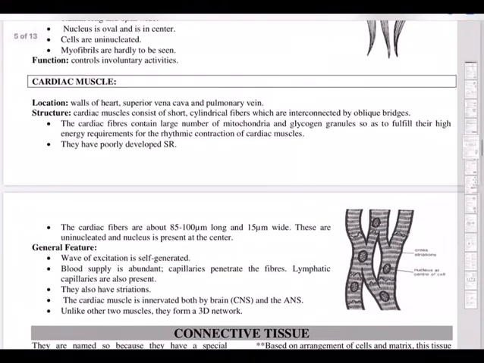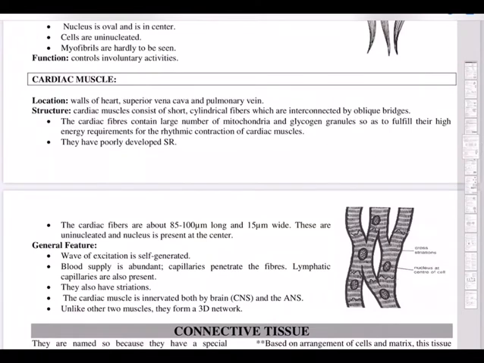What are the general features? Wave of excitation is self-generated. Blood supply is abundant. Capillaries penetrate the fibers. Lymphatic capillaries are also present. They have striations, in portions of it. The cardiac muscle is innervated both by the brain, central nervous system, as well as the autonomous nervous system. Unlike the other two muscles, they form a 3D network.